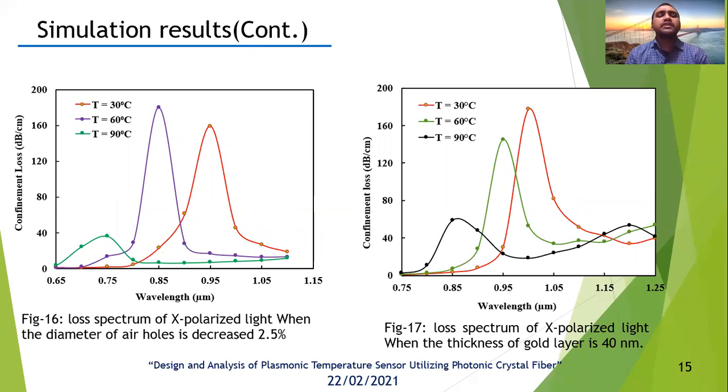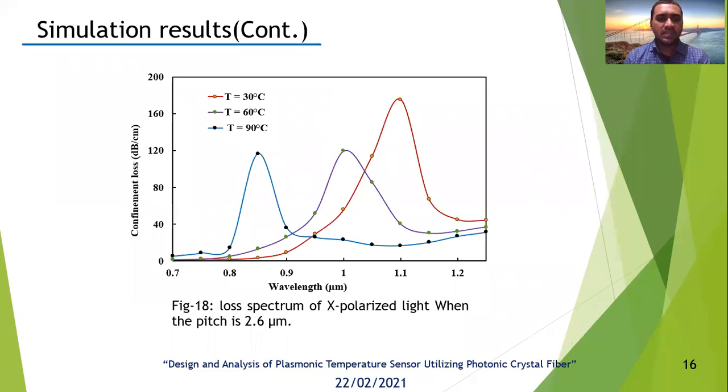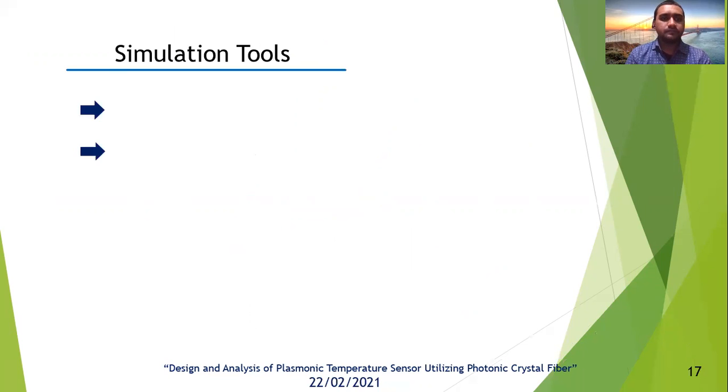Figure 16 is the loss spectrum when the diameter of the air hole is decreased by 2.5%, and figure 17 is the loss spectrum when the thickness of the gold layer is 40 nanometer. Figure 18 is the loss spectrum when the pitch is 2.6 micrometer. All these simulations are performed at 30, 60, and 90 degrees Celsius.